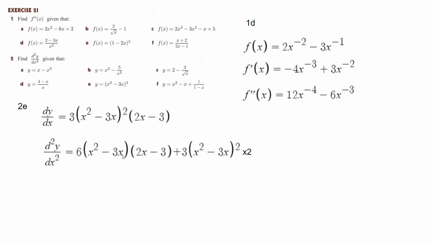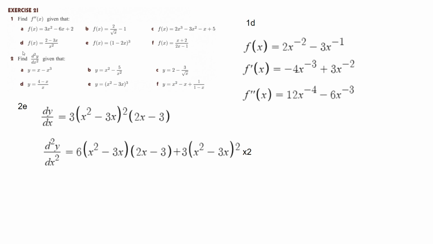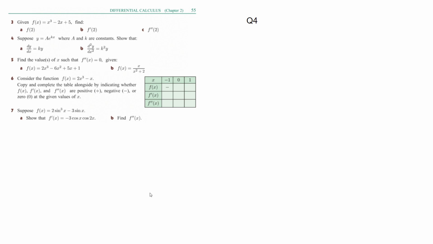Use the product rule. So there's the product rule: if that's u and that's v, that's u dash v and u v dash. I forgot to do this last part correctly, so I'll just type it in, times by 2, because that's the derivative of that part. Okay, easy done.